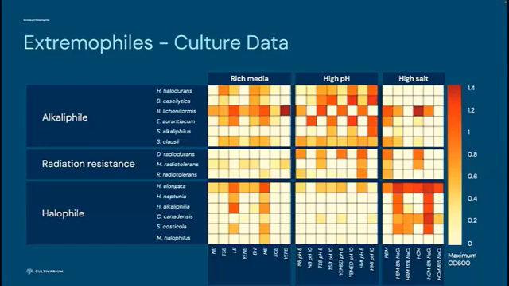What we can also observe is that the radiation-resistant organisms grow better in slightly basified media with a pH of 8 than the common formulations with a pH 7, which is the suggested formulation for these organisms.